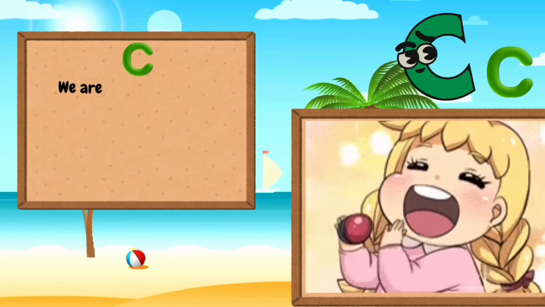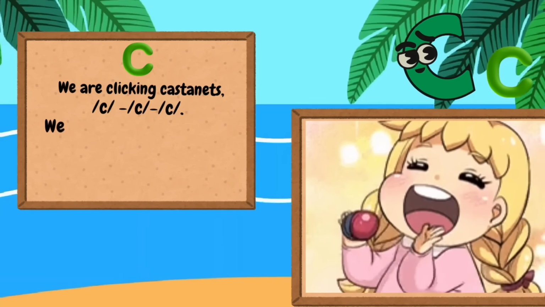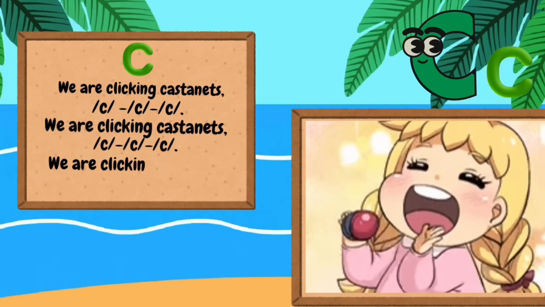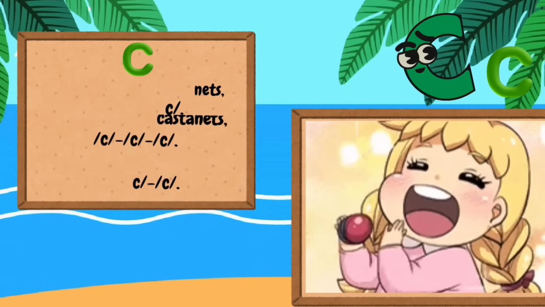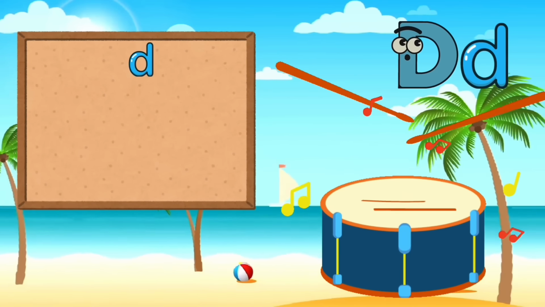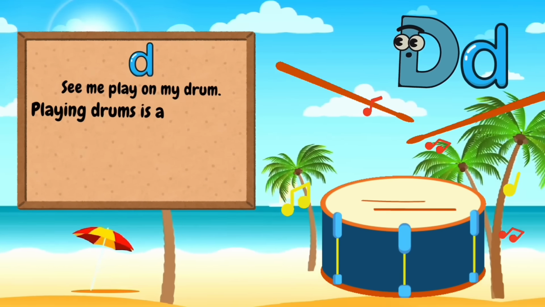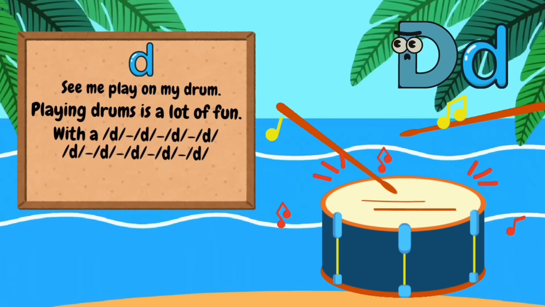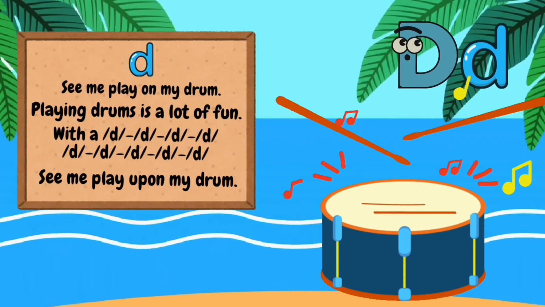We are clicking castanets, k k k. D, d. See me play on my drum. Playing drums is a lot of fun with a d d d d d. See me play upon my drum.